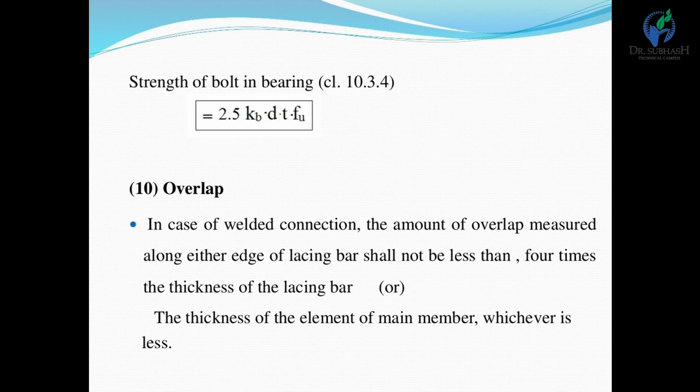So this is the last step of the design criteria for the lacing, but this overlap limit applies when you have to provide welding. So the design requirement we have discussed in 10 steps, and lacing should be designed either bolted or welded.